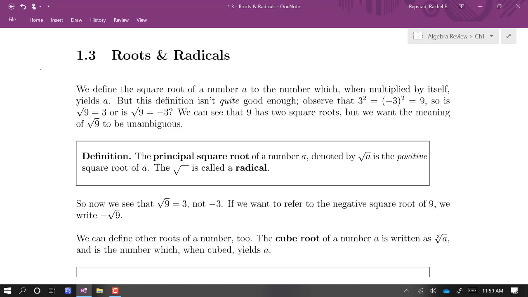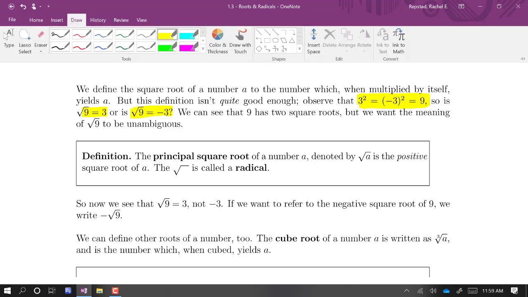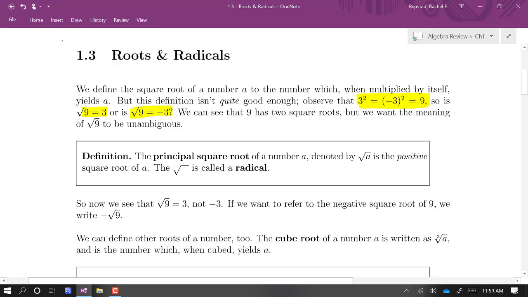If we just think of it in those terms, we're left lacking a little bit. Take this example here: 3 squared is 9, but if I square negative 3, that's also 9. So that begs the question, is the square root of 9 3, or is it negative 3? Both 3 and negative 3 satisfy that definition, the number which when squared gives us what's inside. And we can't have a square root that means 2 different things. We would say that it was not well defined.